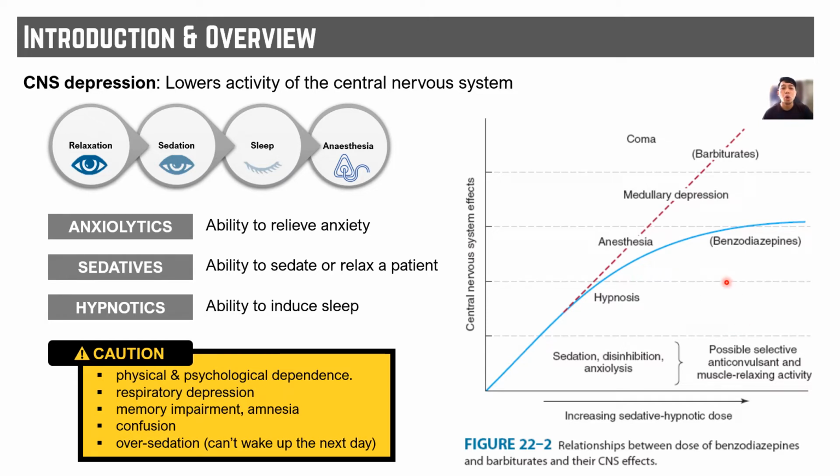Okay, so you need to be alert and cautious when you prescribe or dispense CNS drugs. These drugs can cause physical and psychological dependence. For example, barbiturates, which have a narrow therapeutic index, as you can see in this chart. At a higher dose, it will increase the CNS effects, which may eventually cause respiratory depression, memory impairment, confusion, and can lead to coma and death at high dose or overdose of the drug.